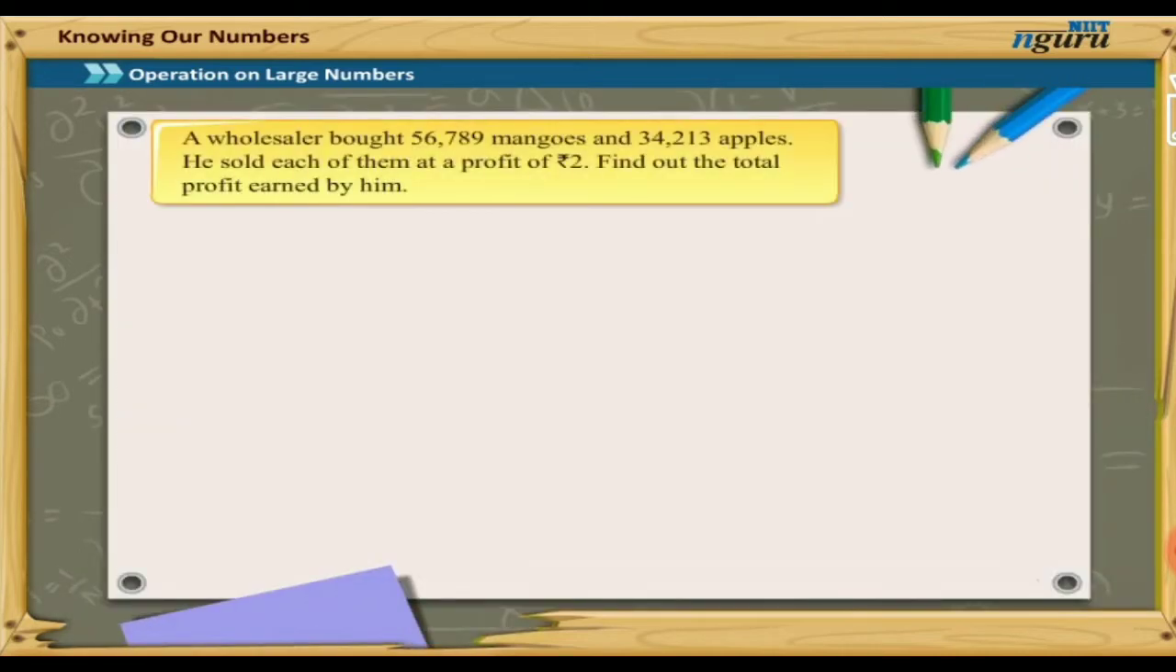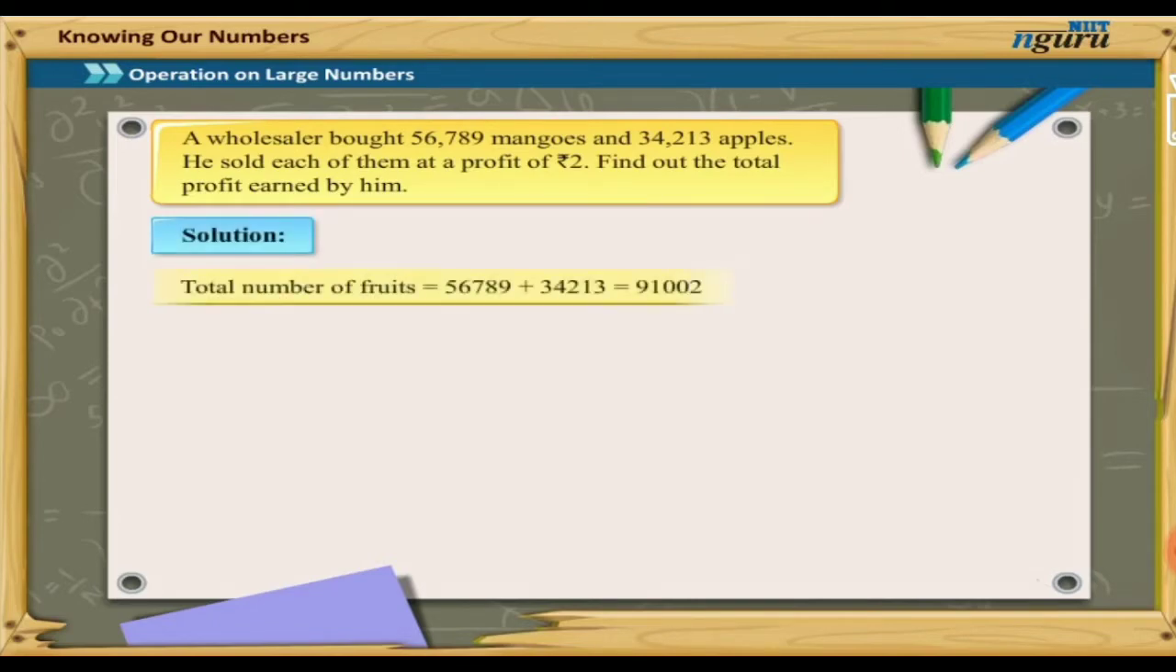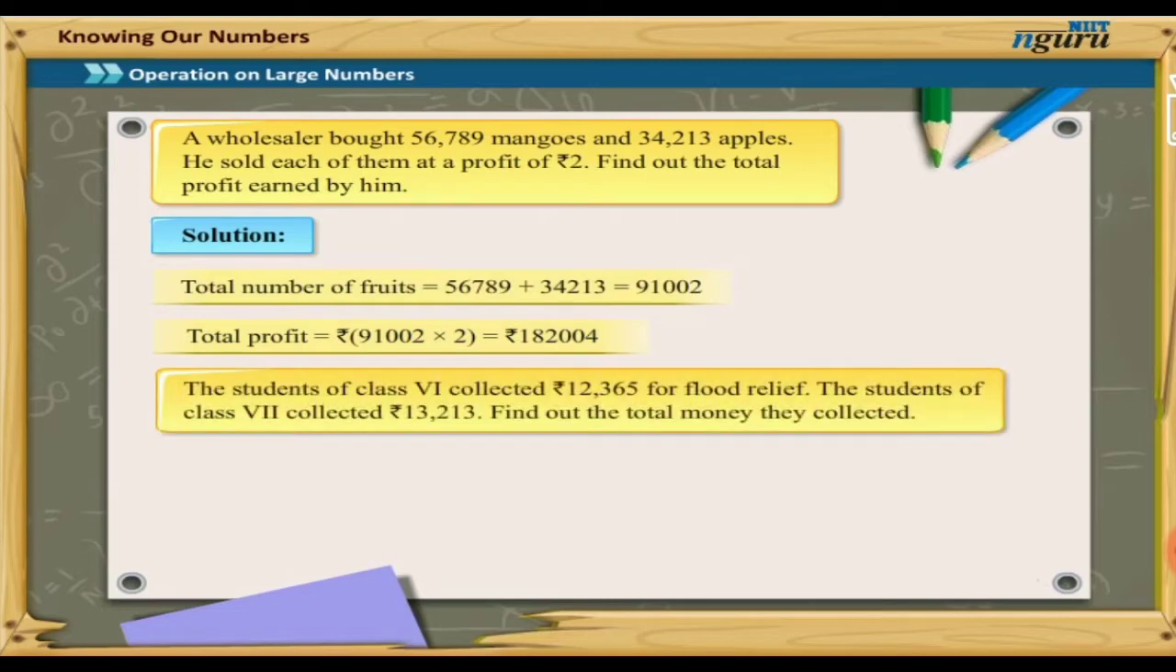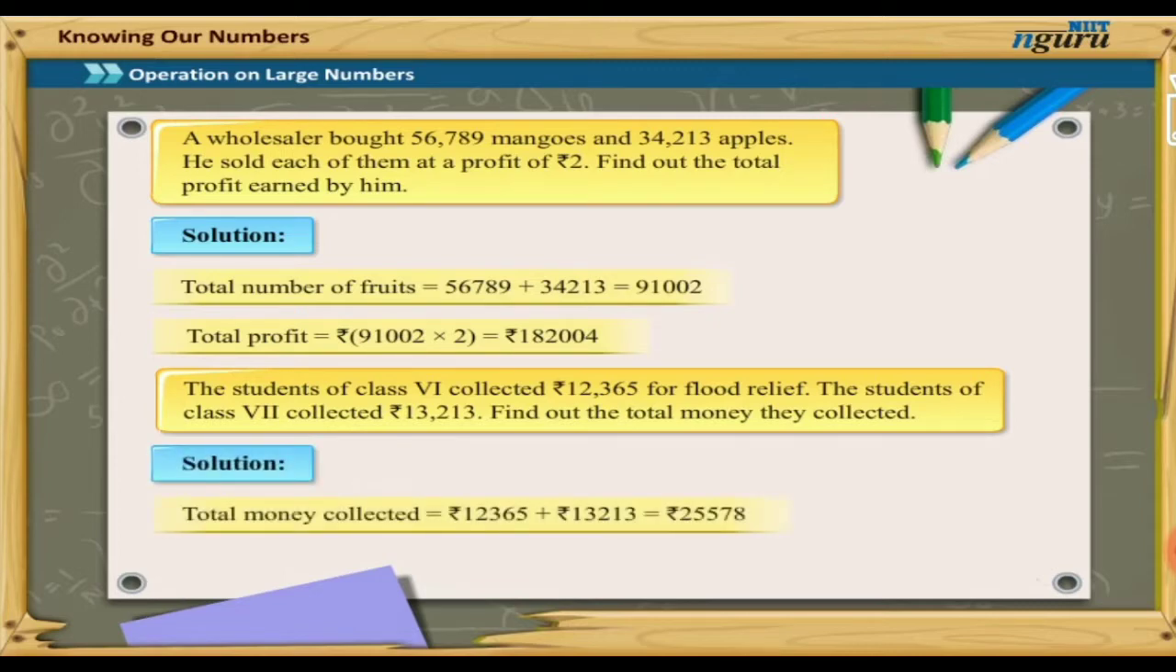Let us solve this problem. To find out the total profit, first we need to add the number of mangoes and apples. Now, we will multiply the number of fruits by rupees 2 to get the total profit. Let us solve another problem. To find out the total money, we need to add the money collected by Class 6 and Class 7 students.